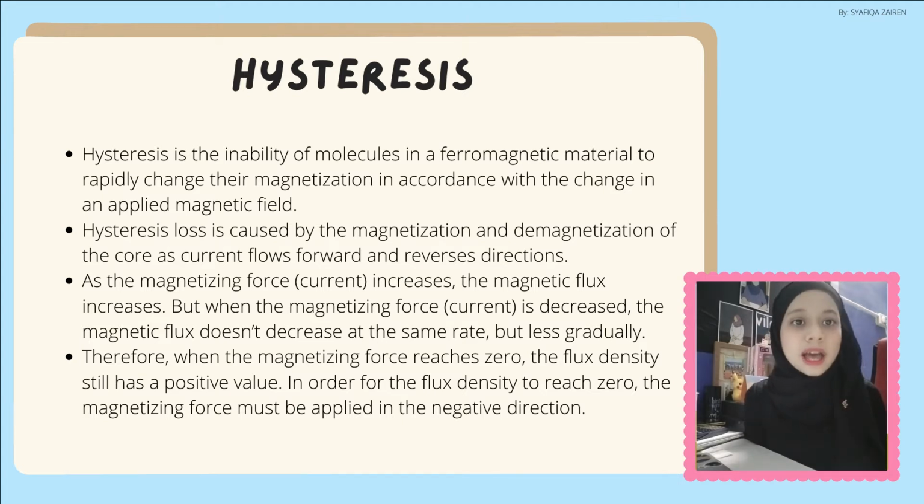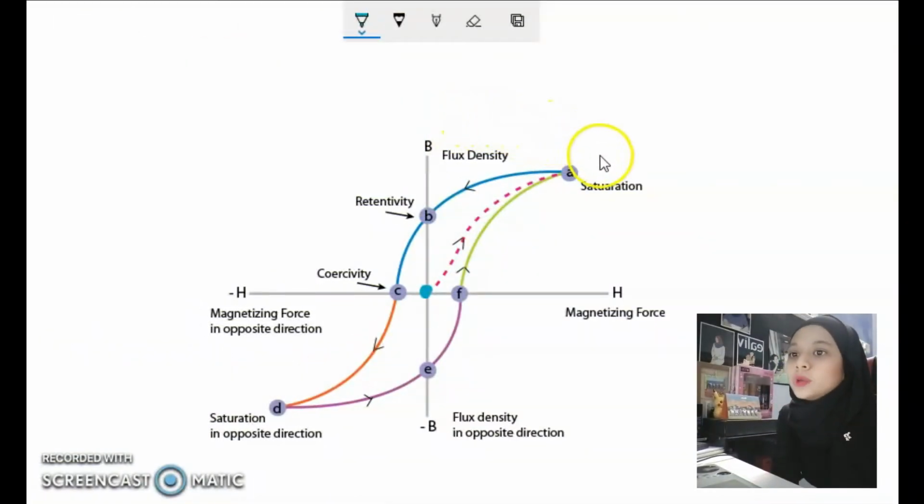What is hysteresis loss? Hysteresis loss is caused by the magnetization and demagnetization of the core as current flows in forward and reverse direction. As the magnetizing force or current increases, the magnetic flux will increase. But when the magnetizing force or current decreases, the magnetic flux doesn't decrease at the same rate, but less gradually. See the relationship between magnetizing force H and flux density B, shown on the hysteresis curve or hysteresis loop.